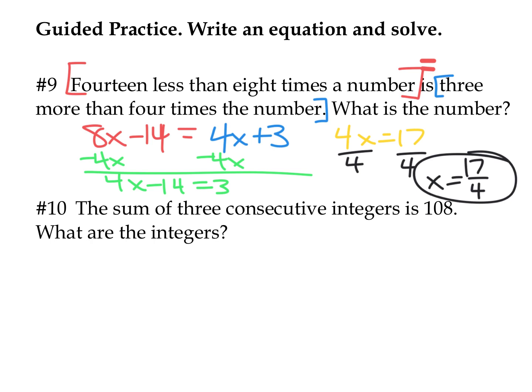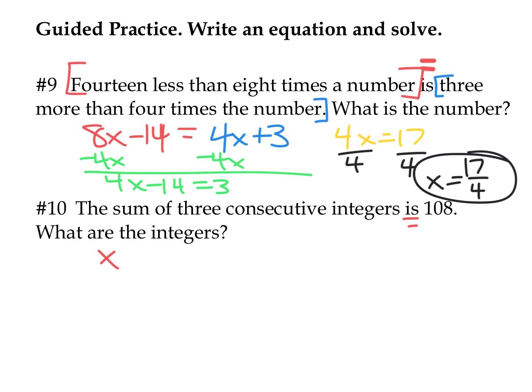Here, the sum of 3 consecutive integers is 108. So there's our equal sign, is 108. Now on the left side, the sum, so we're adding 3 consecutive integers. How can we write that out? Let's say the first integer is x. Let's say it was 10. What would the next integer be? 11, which is 1 more than x. And then that would be 12, right?